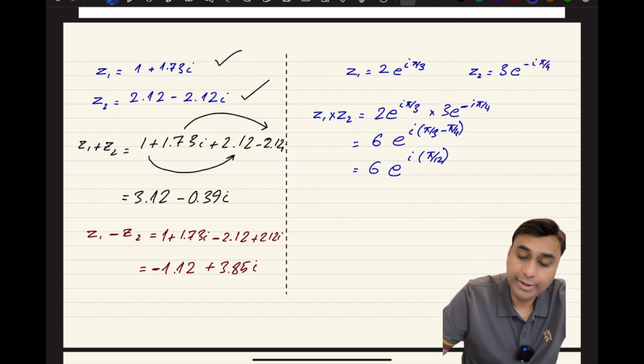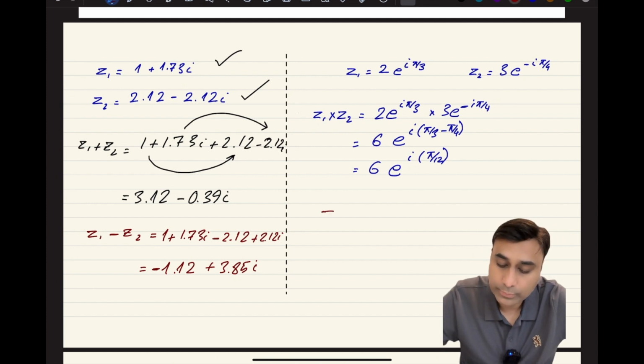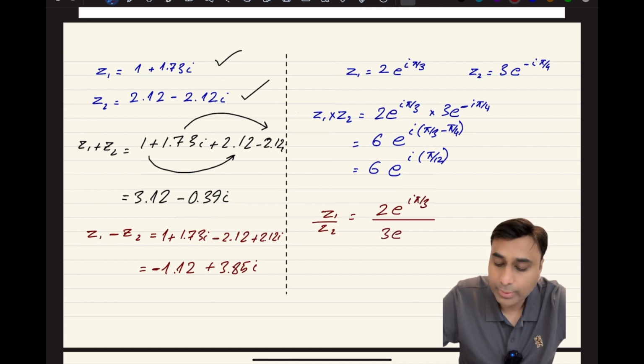So this is how simply you can multiply these two complex numbers so easily. Even if you have to divide two complex numbers this way, even if you have to find out z1 divided by z2, you are going to do 2 e power iota pi by 3 over 3 e power iota pi by 4 with a negative sign.